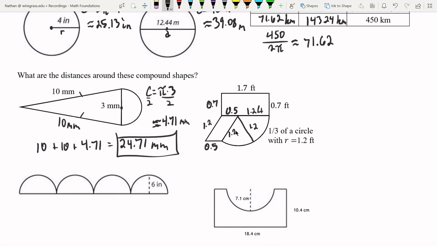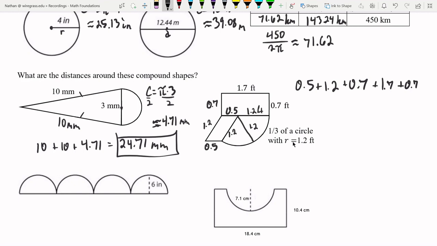So the distance around this shape is going to be this, this, this, this, this, and then this portion of the circumference, all added up. So I'm going to write that down. I'm going to start down here and go around. I have 0.5 plus 1.2. That's this one and this one. We're going to go up here, 0.7. Then across here is 1.7. Then down is 0.7. And then we have to add up this portion of the circumference.